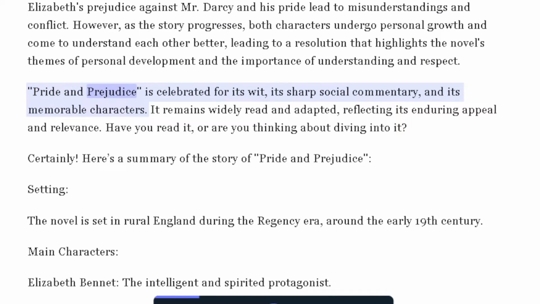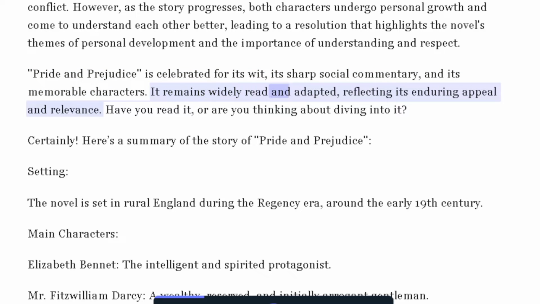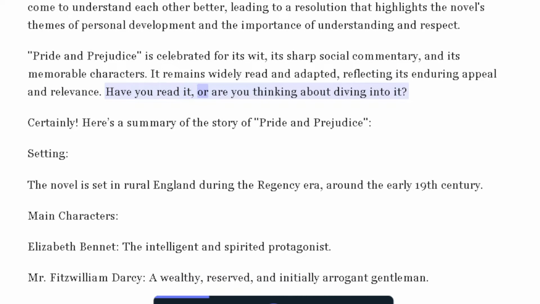Pride and Prejudice is celebrated for its wit, its sharp social commentary, and its memorable characters. It remains widely read and adapted, reflecting its enduring appeal and relevance. Have you read it, or are you thinking about diving into it?